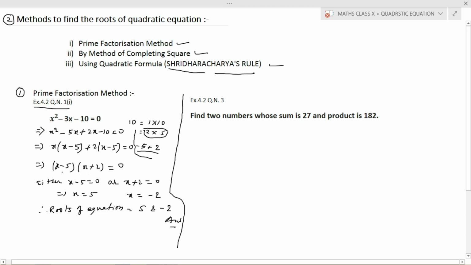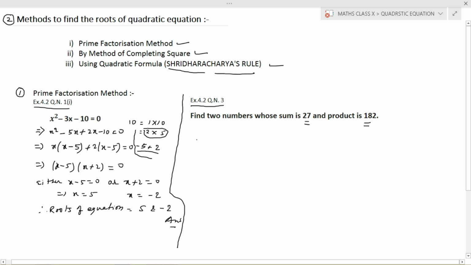So either this equals 0 or this equals 0, and we will get two values of x, and those will be the two roots of the equation. Clear? I hope you understood. Now I am going to take one example of a word problem from Exercise 4.2, question number 3. Here it is given, find the two numbers whose sum is 27 and product is 182.